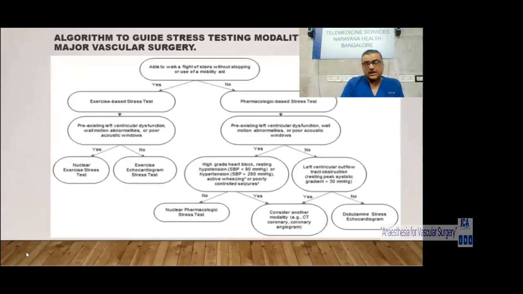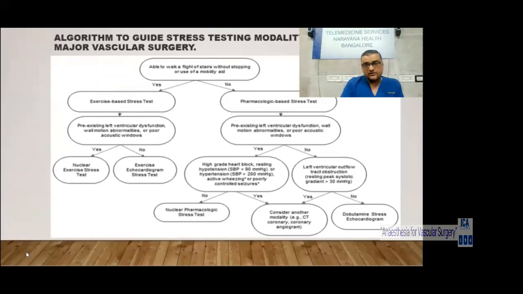This is the algorithm to guide the stress testing modality prior to major vascular surgery. If the patient is able to walk a flight of stairs without stopping, then we can go ahead with the exercise-based stress test. If the patient has pre-existing left ventricular dysfunction, wall motion abnormalities, or a poor acoustic window, then a nuclear exercise stress test is required. If not, then an exercise echocardiogram stress test is okay.